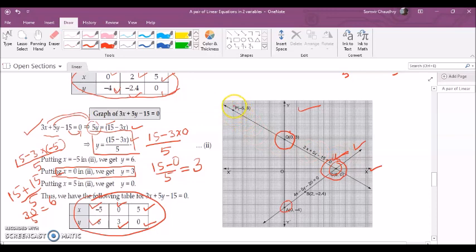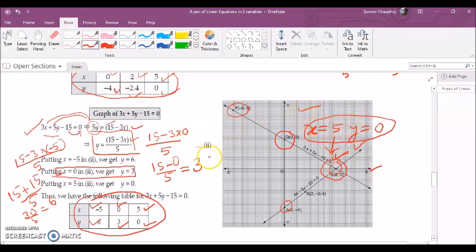Now we'll talk about the third point. This is our third point. When you put x is equal to minus 5, you get y is equal to 6. So when you talk about the graphical solution, this is our solution, means x is equal to 5 and y is equal to 0 is the graphical solution.